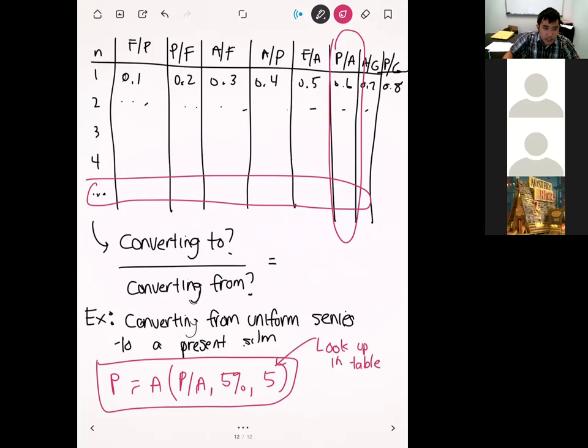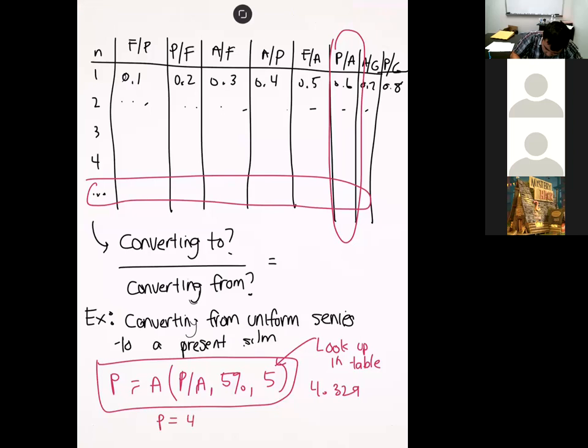I'll go over this again at the beginning of next class, because we're just about out of time, but let me finish this example for you so that you know what to do. If I look up the interest tables for 5%, and I look for n equals 5 and the P over A factor, I can see that this factor right here is 4.329. So if we finish this calculation, P is equal to 4.329 times A.